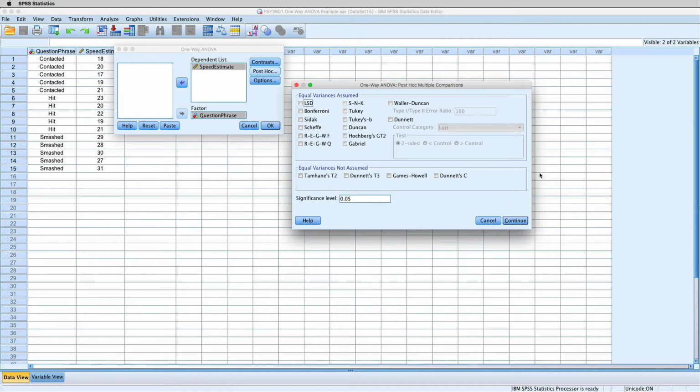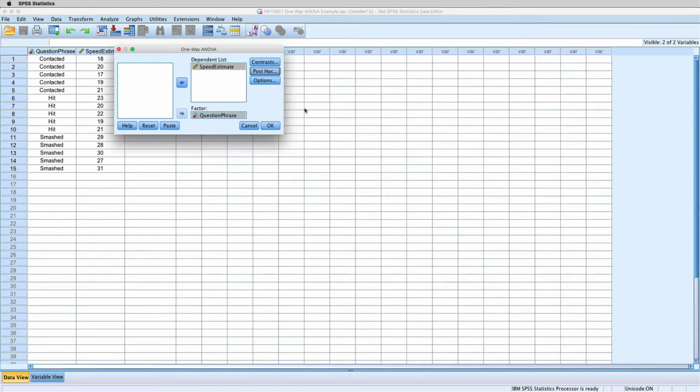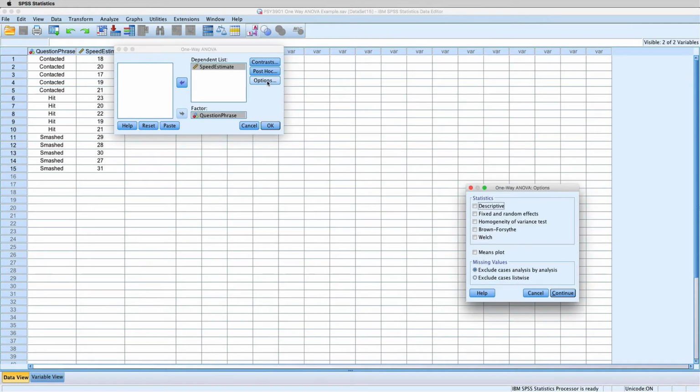In particular, if we have equal sample size in each condition, which in this case we have 5 participants in each group, Tukey's is a good conservative post hoc test to use. Other recommended ones, Bonferroni is good. LSD just compares the means itself, so you would want to apply a correction to that afterwards. So we'll go ahead and run the Tukey test since we have equal sample size, and click continue there.